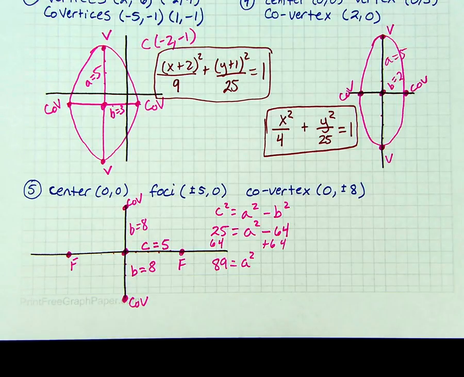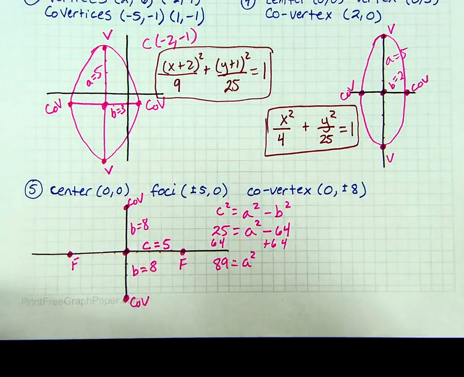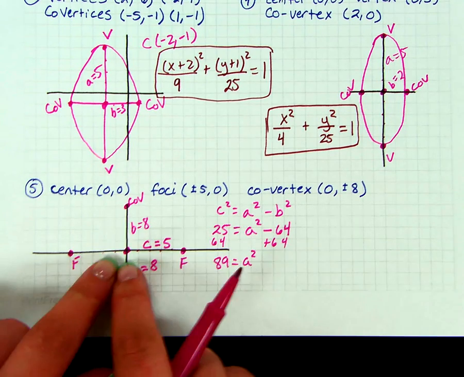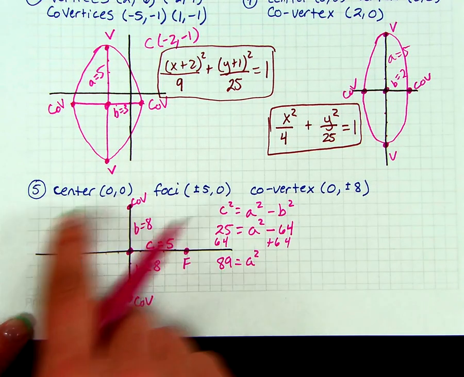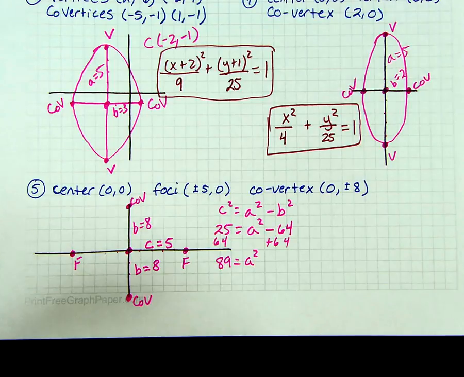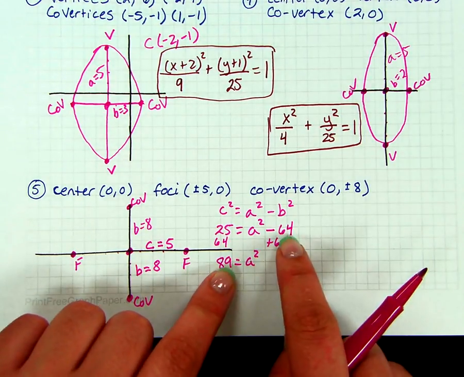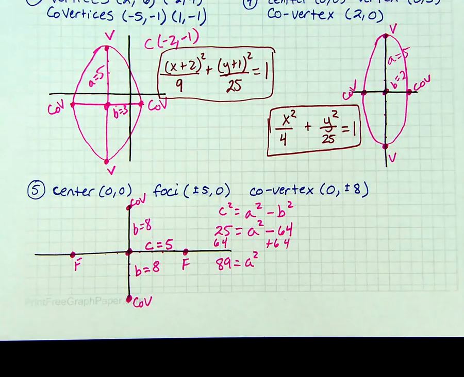And we also know that it's going to be horizontal because our foci are horizontal from each other. So again, it's going to be longer this way. And that should make sense to us because our A squared is also bigger than our B squared term. And again, that's going to be this direction. So now we should have enough information to write our equation.